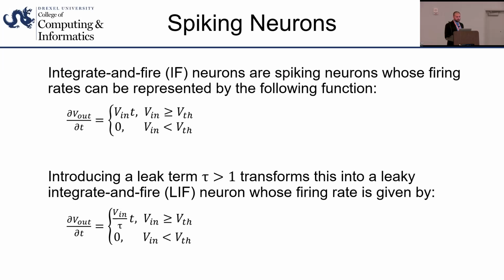So an overview of a couple types of spiking neurons. Integrate and fire neurons are spiking neurons whose firing rates can be given as a function of input times a time step. And introducing a leak term tau greater than 1 into this transforms it into a leaky integrate and fire neuron, whose firing rate can be given by input voltage over tau times a time step.